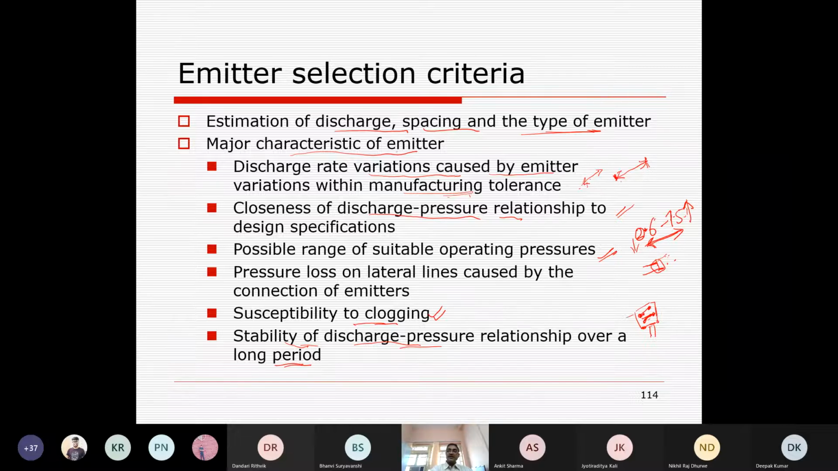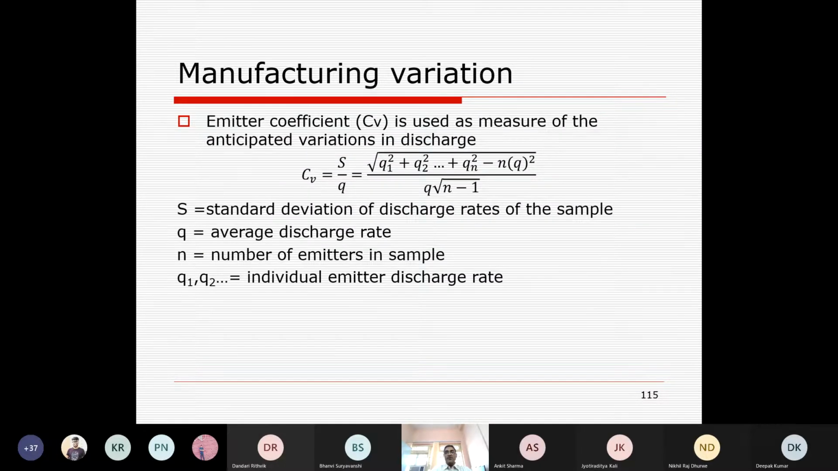So these are the conditions before selecting the emitters, or we can say emitter selection criteria, based on our inventory of the system and of the area which we are going to irrigate. Now, what I told about variability is basically called manufacturing variation. It is measured from the supplied emitters. If we fit these emitters in a lateral, and we know the operating pressure of this line, we take observations of these emitters and can find out the manufacturing variation. It is also called coefficient of variability, emitter coefficient, or manufacturing variation. Basically, it is used as a measure of the anticipated variation in discharge in the system.